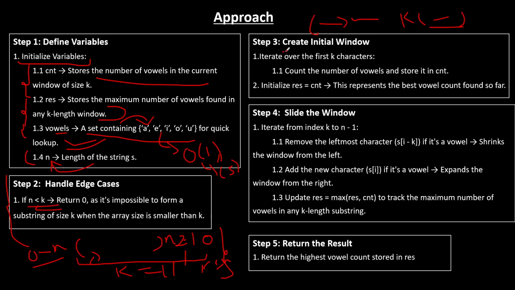Now coming to step 3, we create an initial window. Why we are creating the initial window is that we're iterating over the first k characters here. For example, suppose you're given a string A, E, B, C, D, Y, X, O, U. Now we know that k is the window length. Let me write it here. Suppose in our example here, k is equal to 3.